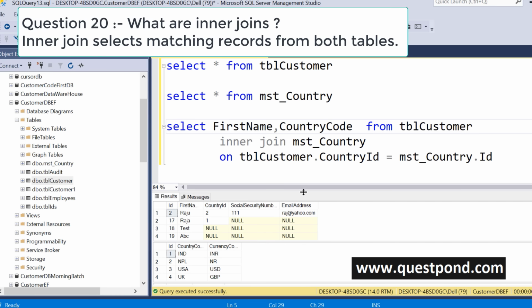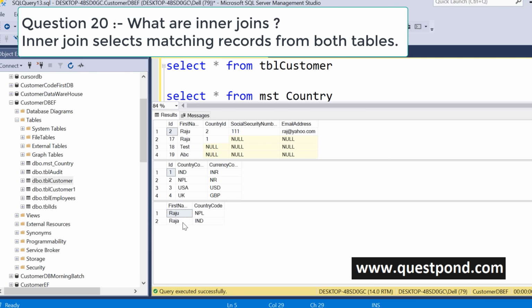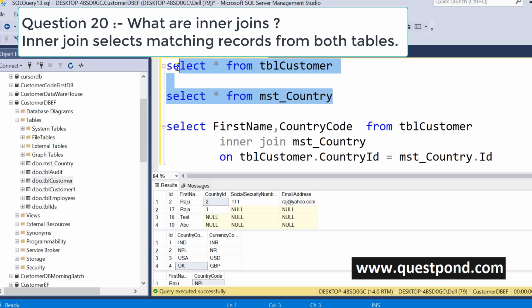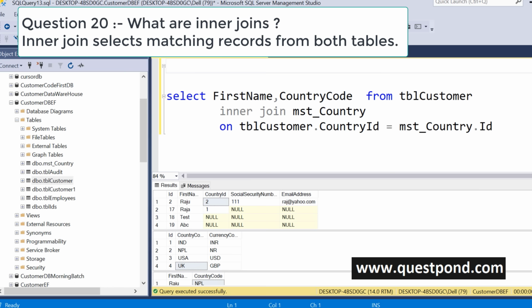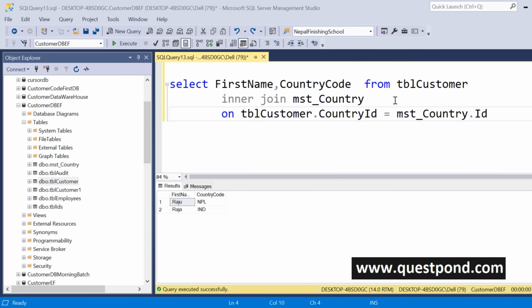So if you see the output, right, it has only selected Raju and Raja because the test and ABC have nulls as a reference. So only the matching records. Raju has a country ID which is mapping, so matching. So it has pulled up IND, it has pulled up NPL, but it has not pulled up other countries which are USA or UK, right? So basically when you say that you want to select only matching records, then you will use an inner join.